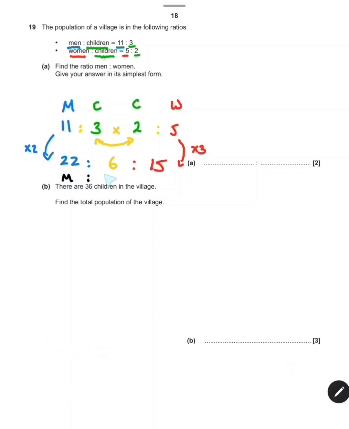men to children to women. I've combined these two separate ratios to create one ratio. So I'll rewrite that up here. Double check the question. We only want actually the ratio of men to women. So I want this and this, which is 22 to 15.